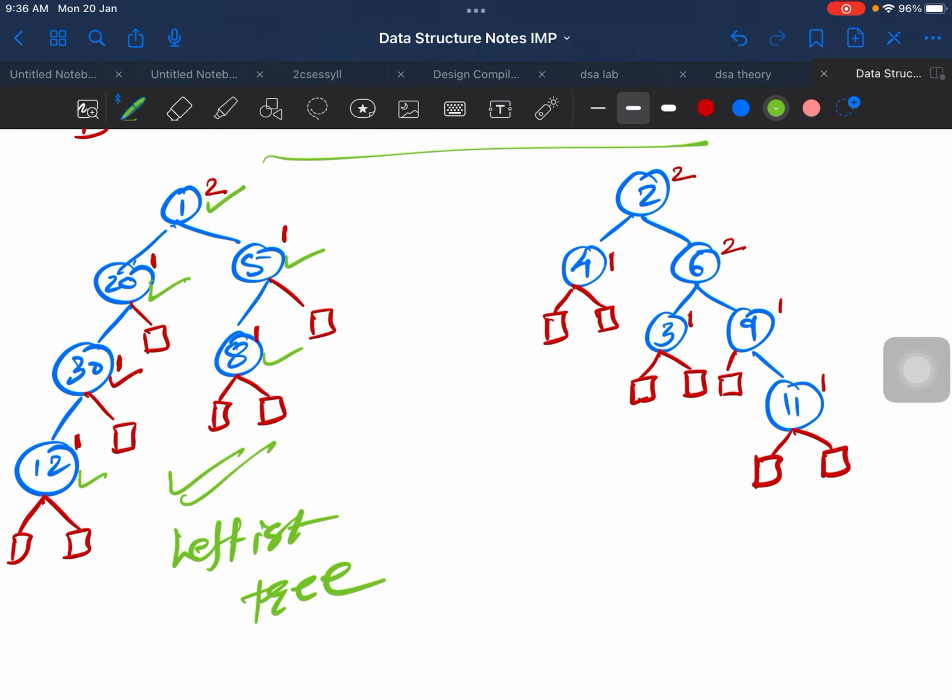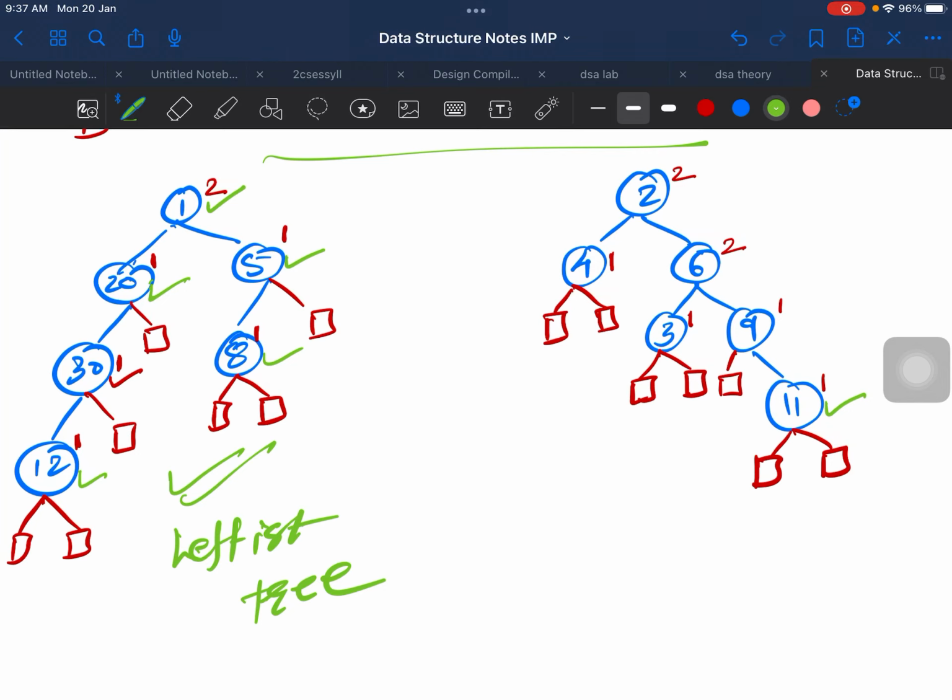Now come to the second tree, guys. In the second tree, comes 11. 11 is a leaf node. A leaf node has two external nodes. So this is valid. Then comes 9. So guys, 9 has one external node and one leaf node. So the external node's value is 0 and the leaf node's value is 1.